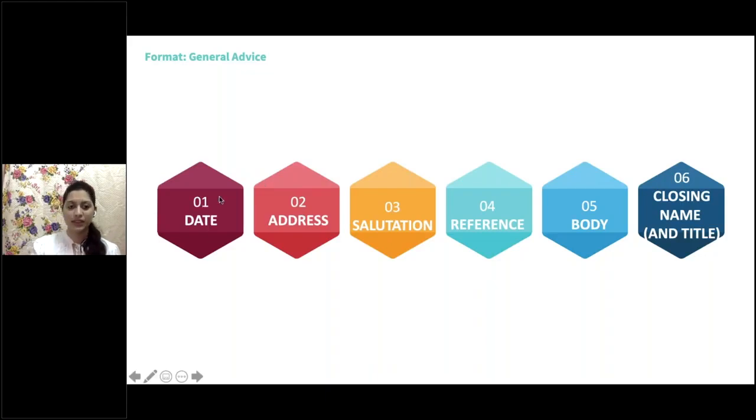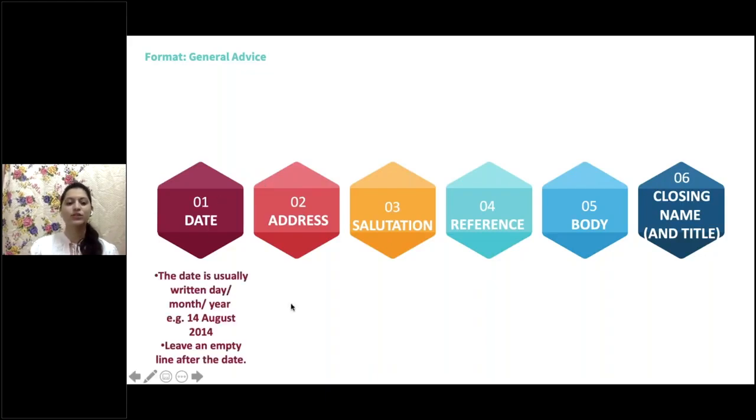All right, so first comes the date. The date is usually written as day, month, and year. Please do not write it in short, saying 14/7/14 or something like that. It's always safe to write the date in the expanded form because it looks formal and it's what is right. So as mentioned here, it's 14th August 2014 in one line, neatly expanded. Leave an empty line after the date.